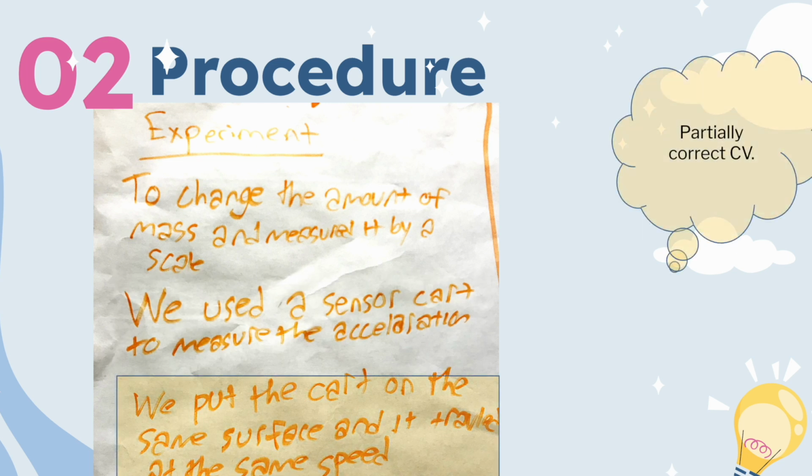They have almost all the correct things here. I can see the independent variable is mass, the dependent variable is acceleration, and the control variable is the surface. But I didn't give them all the points. Let's rewind.